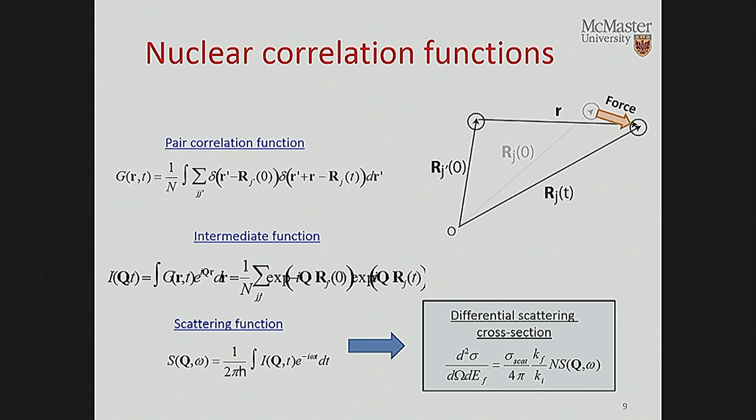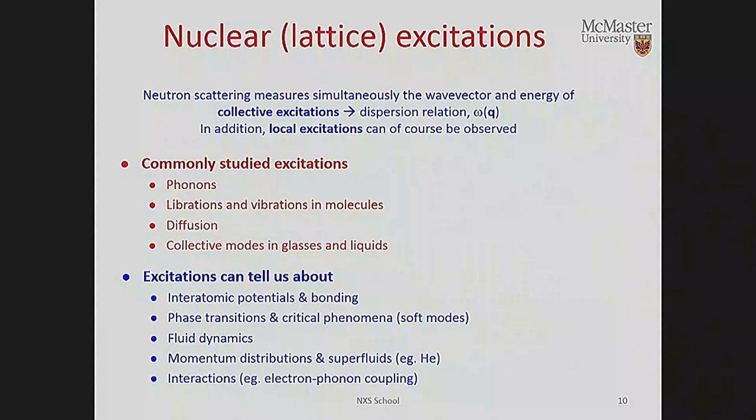Basically, this S of Q and omega function that I was talking about before gives you information about two Fourier transforms of this pair correlation function: a Fourier transform in space and then a Fourier transform in time. This is just the same expression that I had before: the double differential cross section, Kf over Ki, the number of atoms in your assembly, times S of Q and omega. We could relate S of Q and omega to this pair correlation function if that turned out to be a useful thing to do.